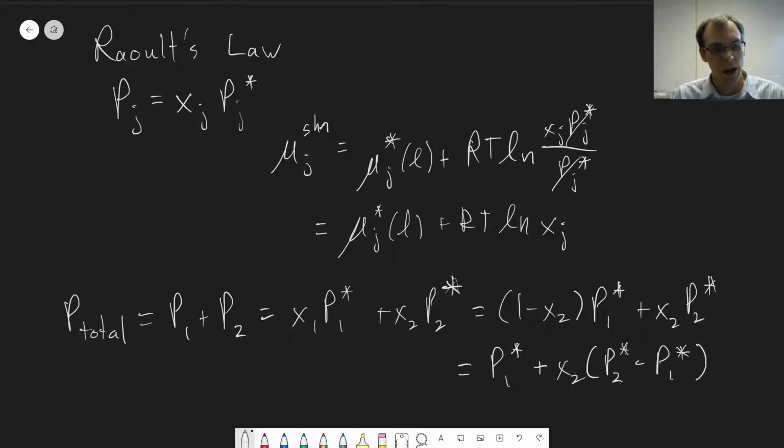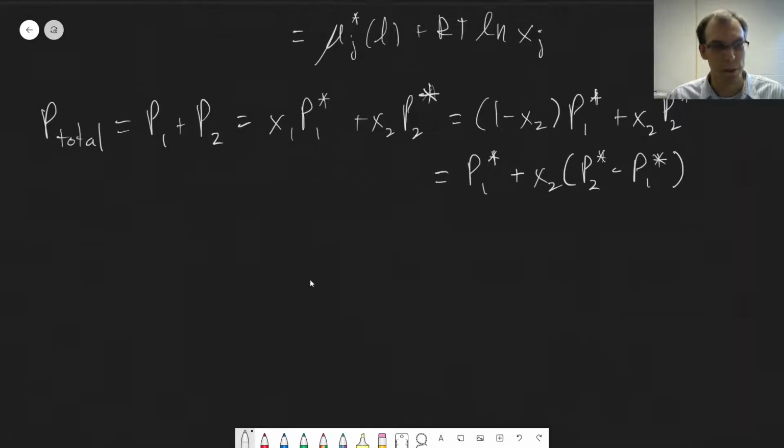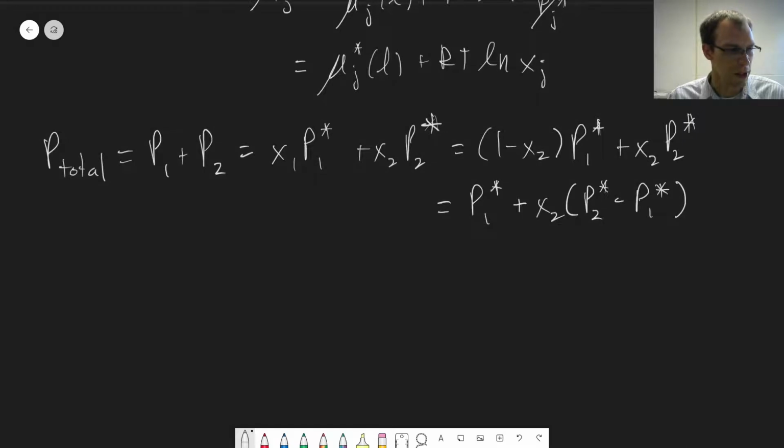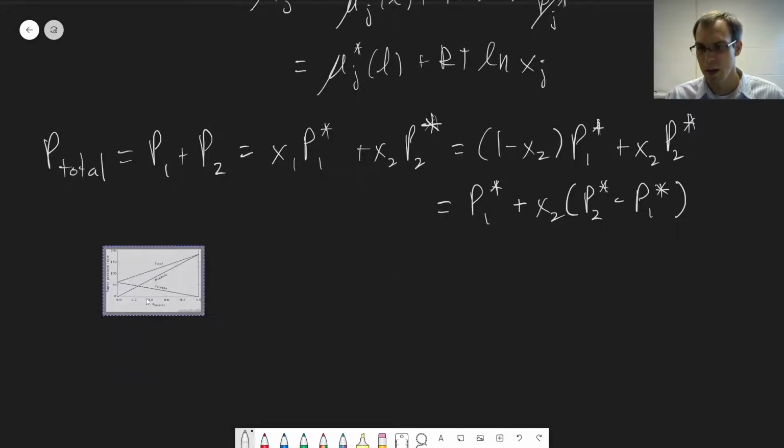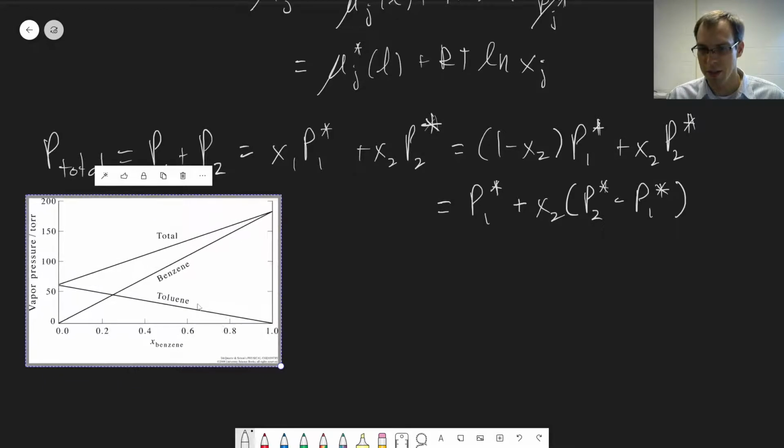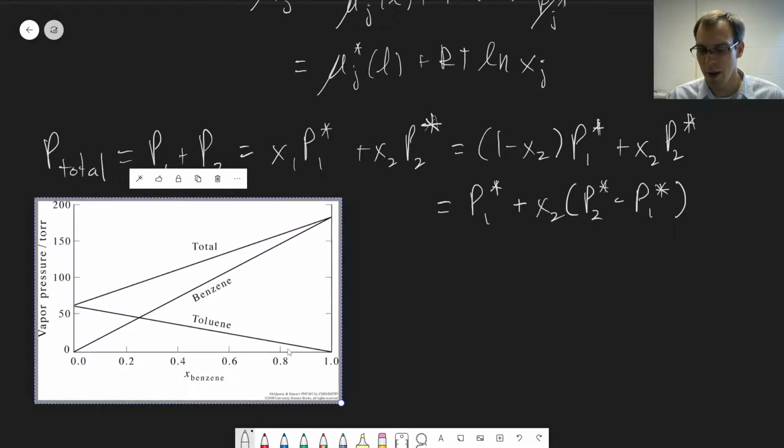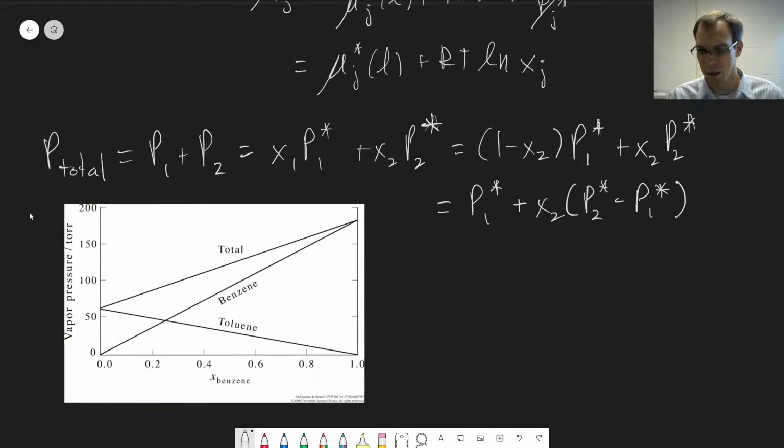Okay, if we look at p total as a function of composition, just according to this equation here, we get a pretty straightforward looking plot. I'm just copying and pasting it here. This is a figure from your textbook showing how the vapor pressure of each component changes. Looking at this equation, we can see we get straight lines, right? This is an example of benzene and toluene. Like I said, this is something that forms a pretty ideal solution.